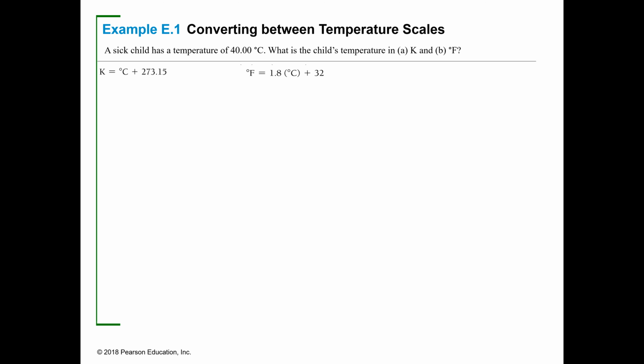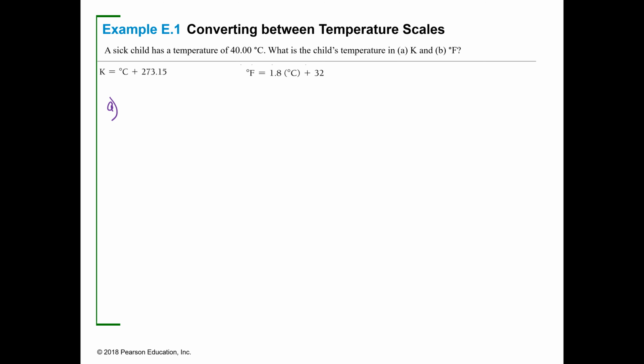So a sick child has a temperature of 40 degrees C. I guess that's the only thermometer you could find. 40 degrees C doesn't mean a lot to most Americans in the U.S. And so you need to figure out what is that temperature in Fahrenheit. And then if we're going to do something scientific with it, we'd need to know what that is in Kelvin. So I'll do the easy one first.